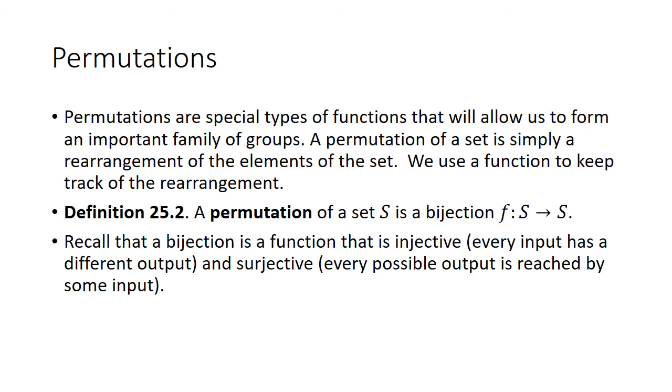So the technical definition here is that a permutation of a set S is a bijection F from S to itself. Just to remind you what a bijection is, because we did that not too long ago in the Appendix A material: a bijection is a function that is injective, meaning that every input has a different output, and surjective, meaning that every possible output in the codomain is reached by some input. So a bijection from a set to itself is a permutation.